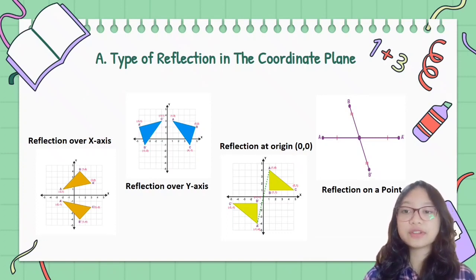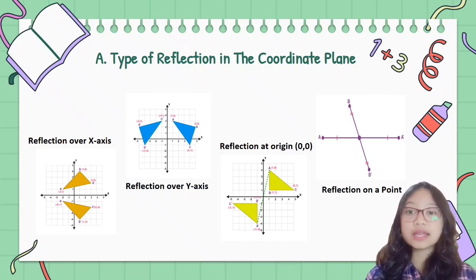Third is reflection at the origin. In the coordinate plane, we can use any point as the point of reflection, but the most commonly used point is the origin. Let ABC be the triangle, and the coordinates are A (1, 4), B (1, 1), and C (5, 1).